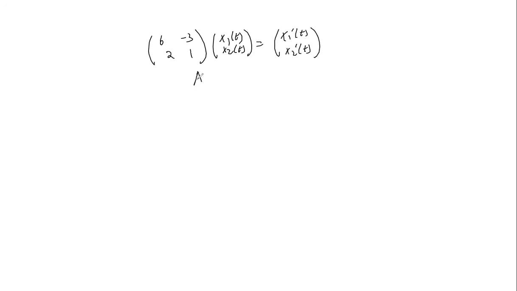So I'll write this out again. We have the matrix [6, -3; 2, 1] times (x1, x2) equals (x1', x2'). So this is Ax = x'. All right, and solutions, so let's diagonalize A, by which we mean let's find eigenvalues and eigenvectors, which we know how to do.